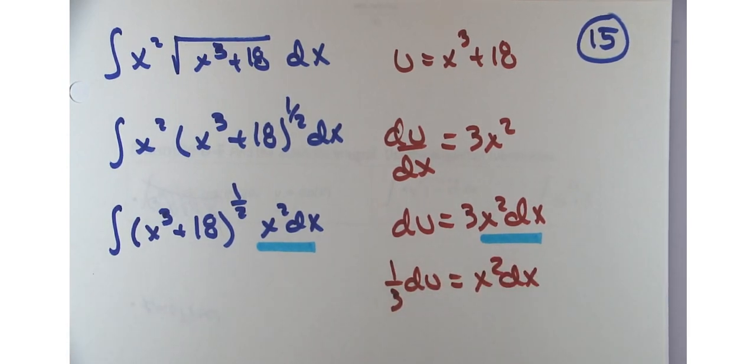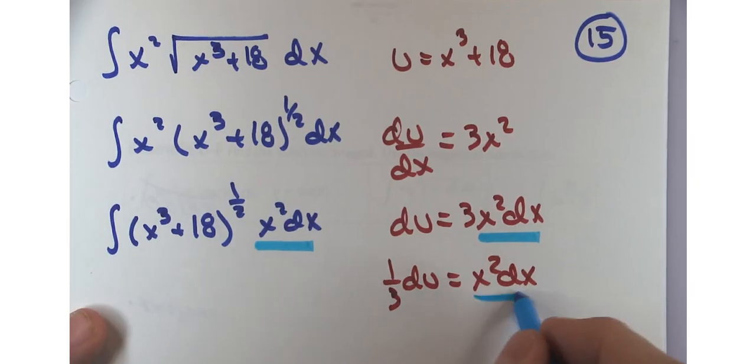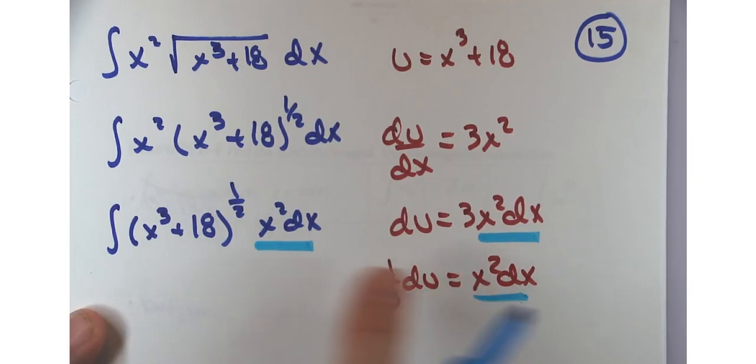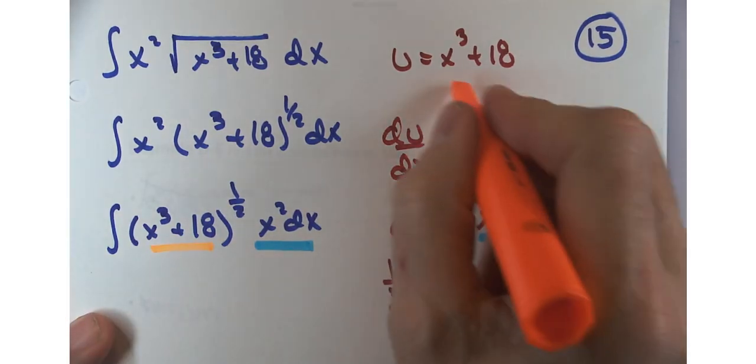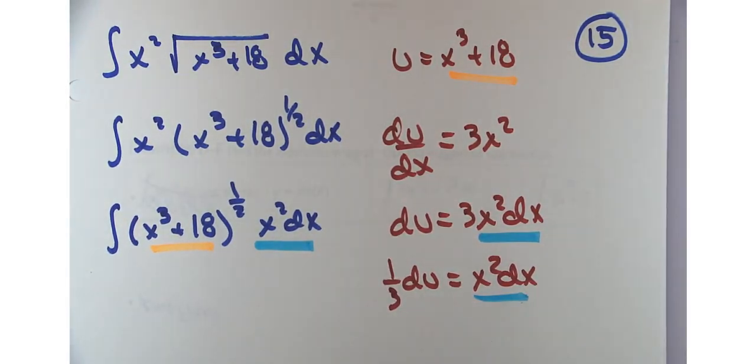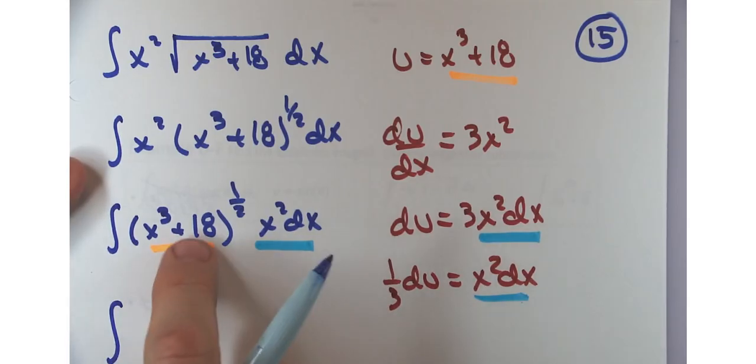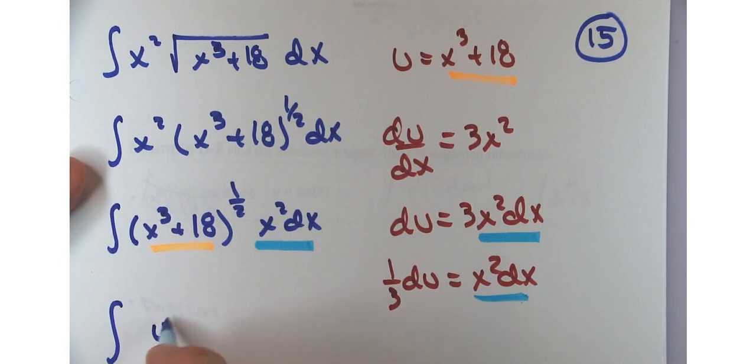And that's perfect. Now I've got a nice even trade. I can trade this for 1/3 du, and with my U substitution, I've got this equals this. So I can rewrite this in terms of u, and then I'll be able to integrate this pretty easily, I think. So let's take a look. That's going to be u to the 1/2 power times 1/3 du.